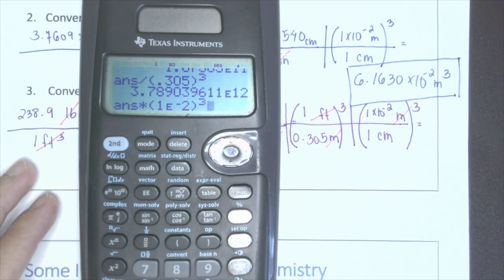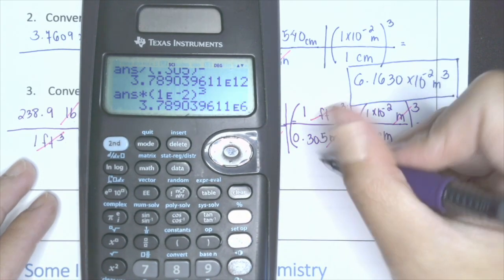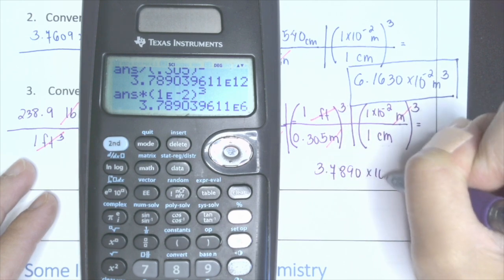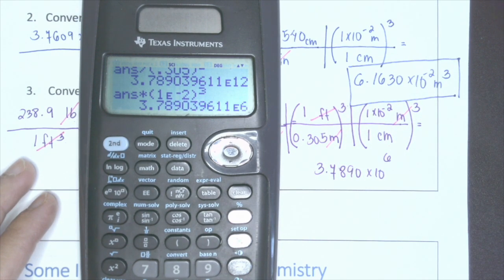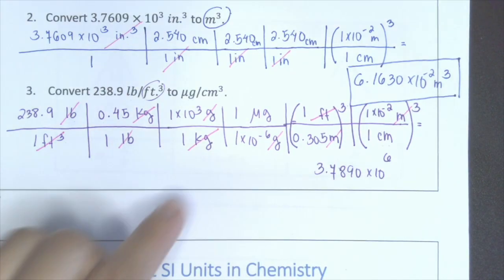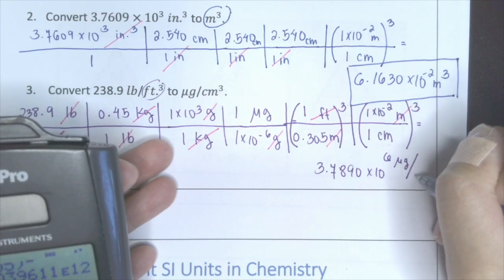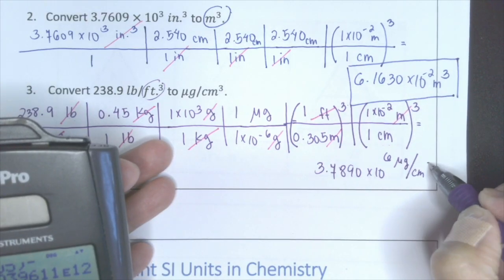And so our final answer is going to be 3.7890 times 10 to the 6th. And our final units are going to be whatever we did not cancel. So we have microgram over centimeter cubed.